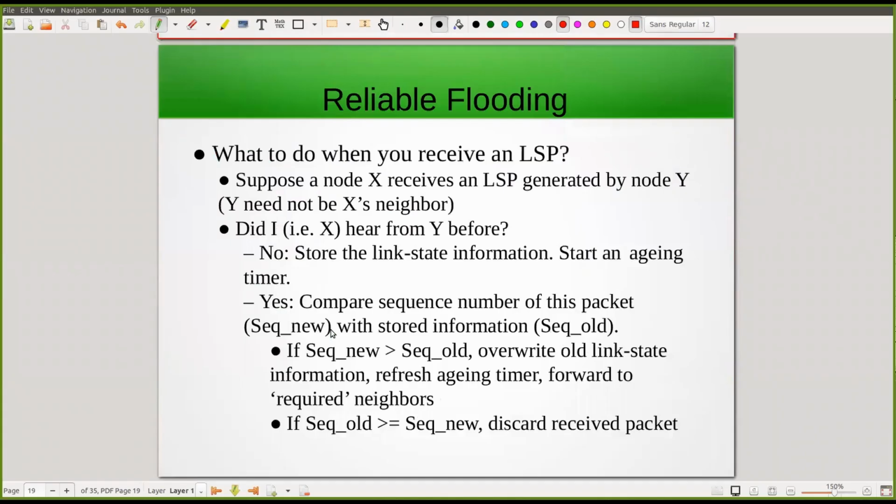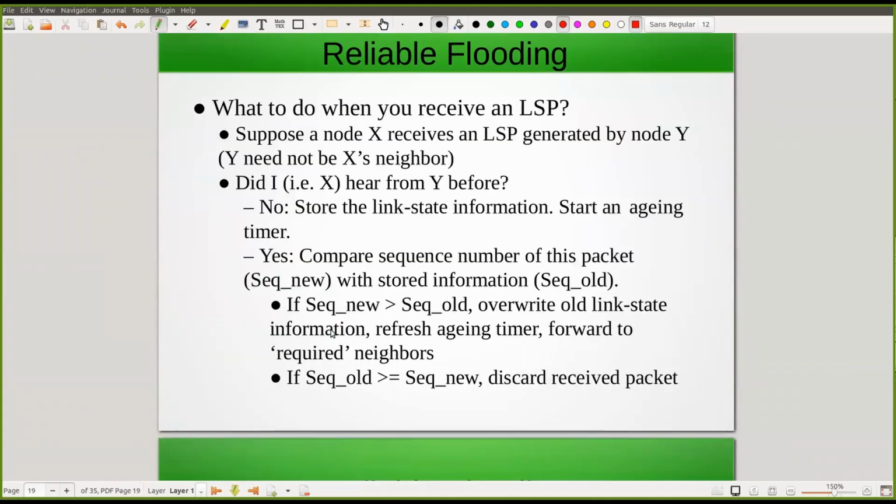Let's look at what happens when somebody receives this LSP, link state packet. Suppose a node X receives a link state packet generated by Y. First of all, it is going to check a condition. Whenever X receives it, it checks whether it has received any previous link state information or link state packet from Y.